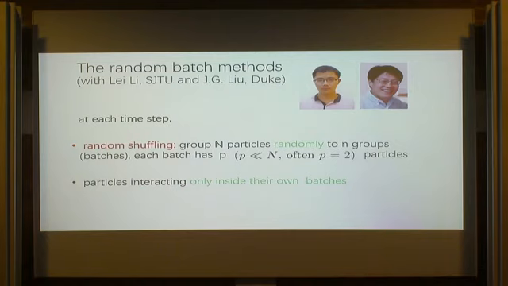Now what you do is just let each particle only interact within its own group, in its own batch. You divide them into small groups, and they only interact within the group. They don't interact with particles in other groups at each time step. Okay, so that's the algorithm. Very simple.